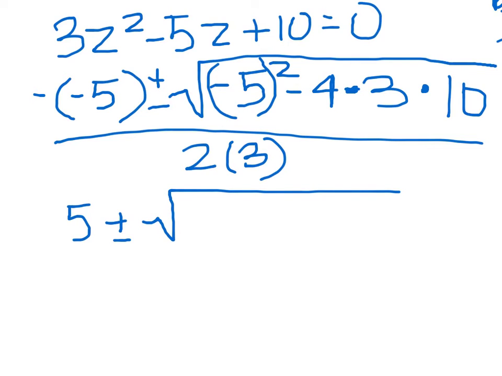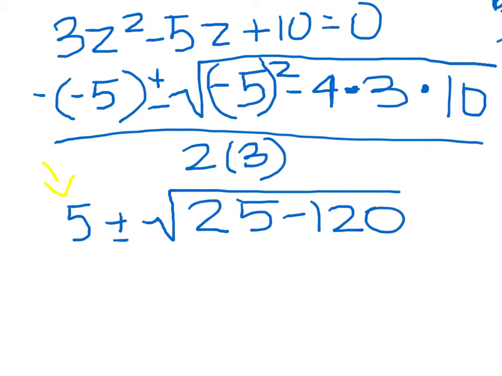Once I do some multiplication and such, this becomes 5 plus or minus the square root of 25 minus 120. How I got this 5 right here was I multiplied the negative in, so I got a positive 5. And that's how I got the positive here. How I got a positive 25 right here is negative 5 times negative 5. So that's how I got that there.